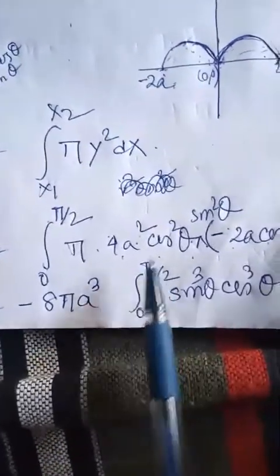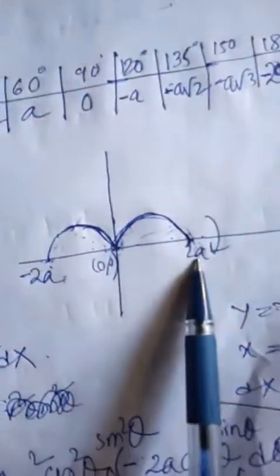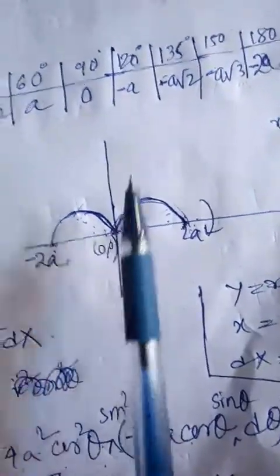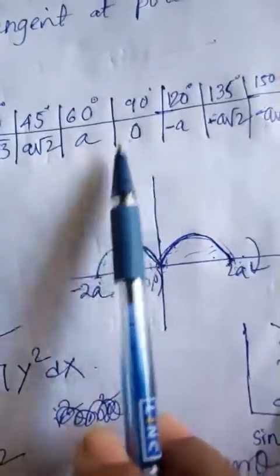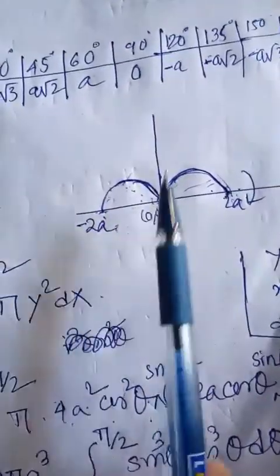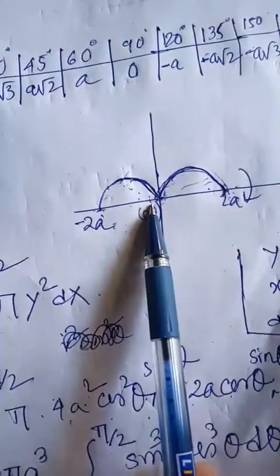And what is the limit? It is 0 to pi by 2, because this point is theta equal to 0, and this is theta equal to pi by 2. What I am saying is that at 90 degrees the curve is at the point 0, so this is theta equal to 90 degrees. So let's move further, to the next page.